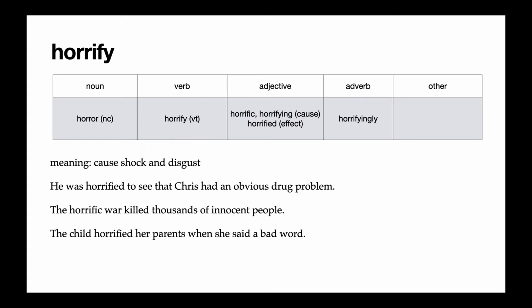And in the third example, the child horrified her parents when she said a bad word. That's a verb, the past tense verb. She horrified her parents. That means she made them really shocked. She shocked them. And you'll see that in the past tense, we have to change the Y to an I before we add the ED because there is an F before the Y, and F is a consonant.